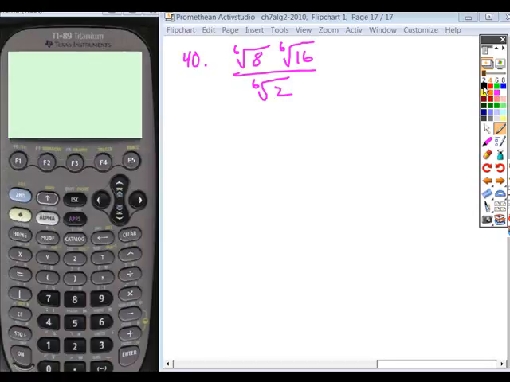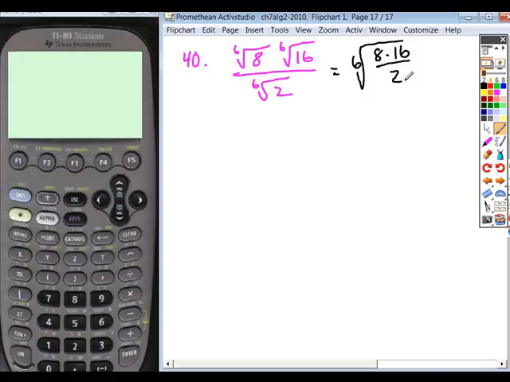Anytime you have all the radicals the same thing. And so notice each of these is the sixth root. And what you can do is you can condense this all into one single root. Right? It's one single sixth root. And then just combine all the numbers together. So 8 times 16 divided by 2.